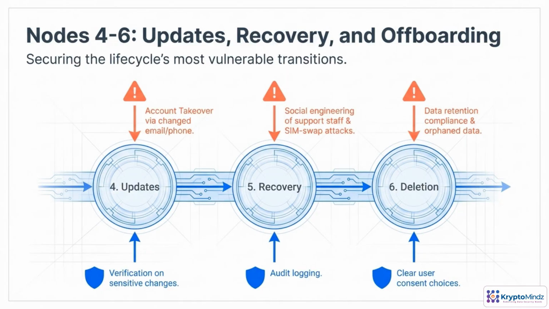Now we move into the riskiest stretch of the identity lifecycle: updates, recovery, and deletion. Updates seem harmless, but changing an email, phone, or authenticator can hand an attacker the keys. So treat those changes almost like a fresh onboarding. Recovery is a magnet for social engineering and SIM swap attacks, which is why strong audit trails and layered checks matter. And deletion isn't just a button. It's a decision about retention rules, compliance, and honoring user consent.